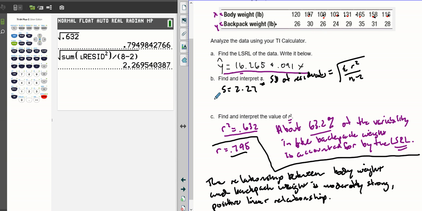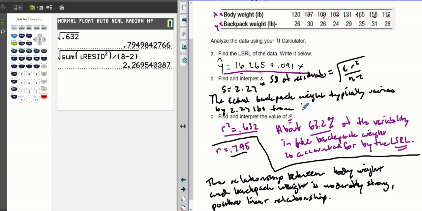Well, we know that the actual backpack weight typically varies by how much? 2.27 pounds from the predicted weight from the least squares regression line. The actual backpack weight typically varies by 2.27 pounds from the predicted weight from the least squares regression line. And that's what we got. That is the standard deviation of the residuals. That's our S value. So how much does that typically vary from the predicted weight of the least squares regression line?